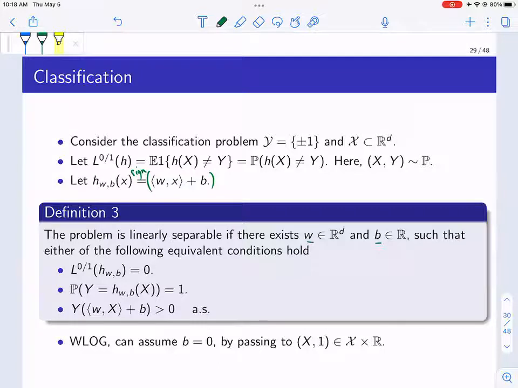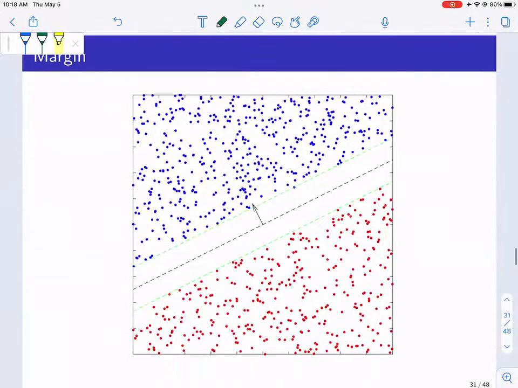Without loss of generality, for some parts of the rest of the slides, I'm going to assume b equal to 0 by passing to this augmented feature map. It just simplifies the arguments a little bit. So is this clear? That's like a picture. You have the two classes, and then there's this hyperplane that separates the two.